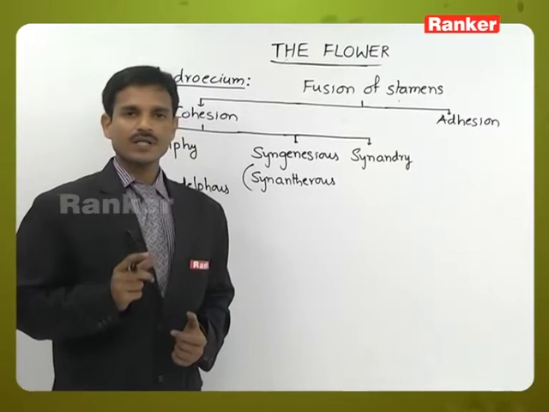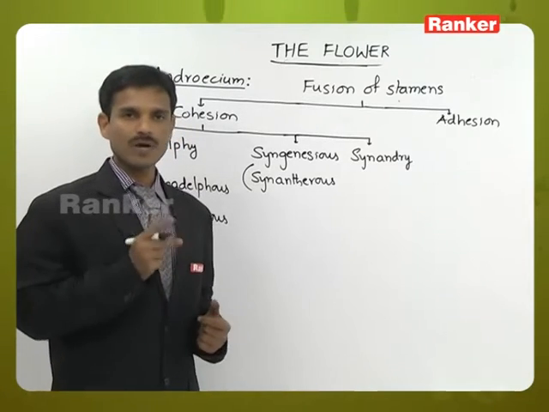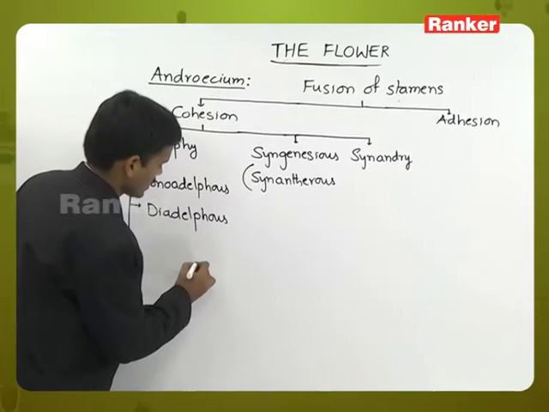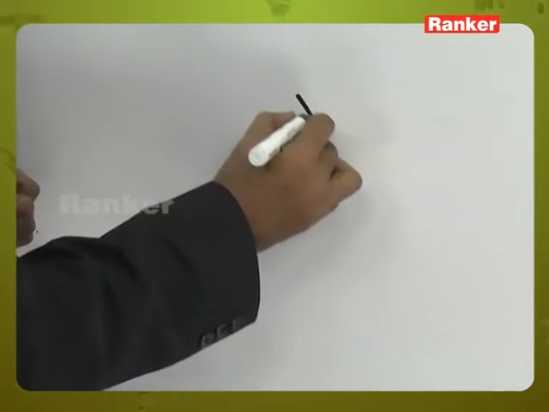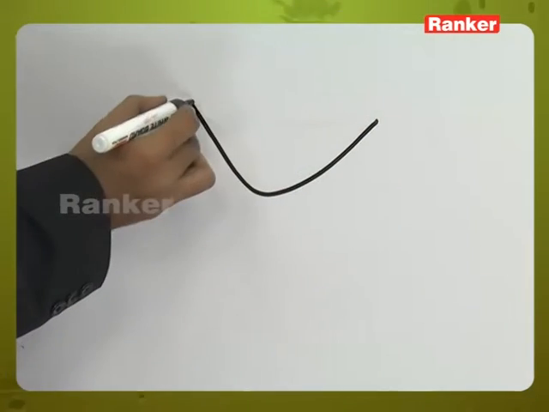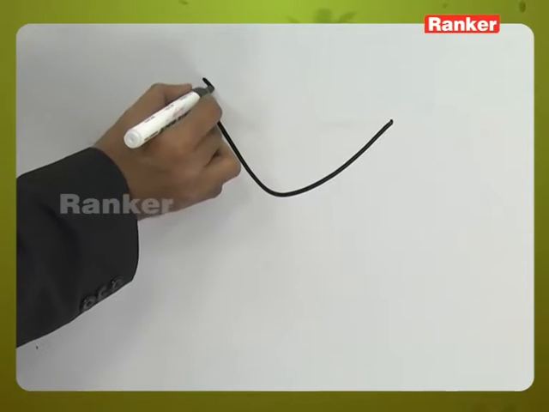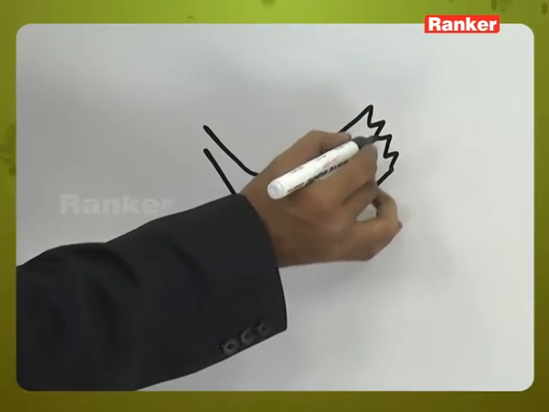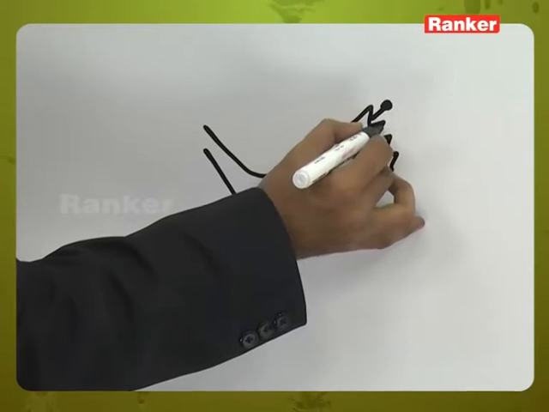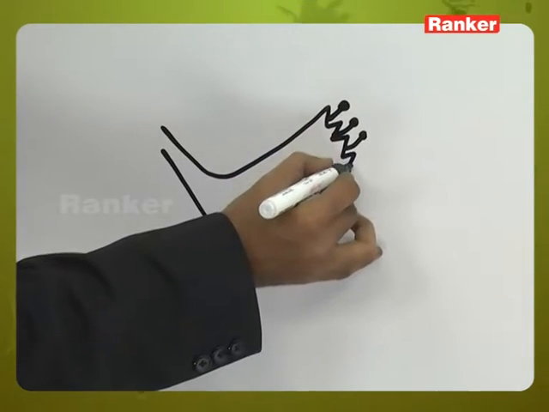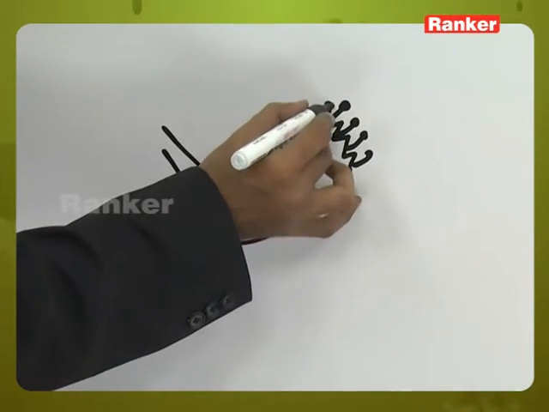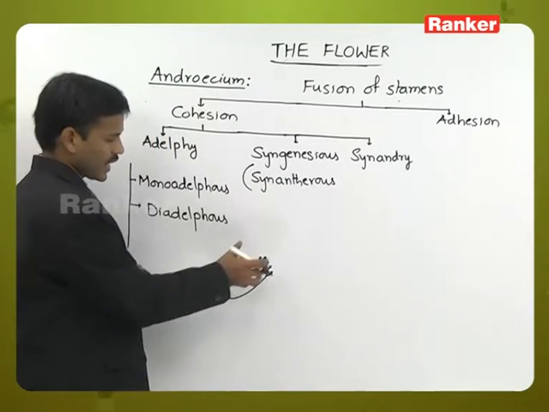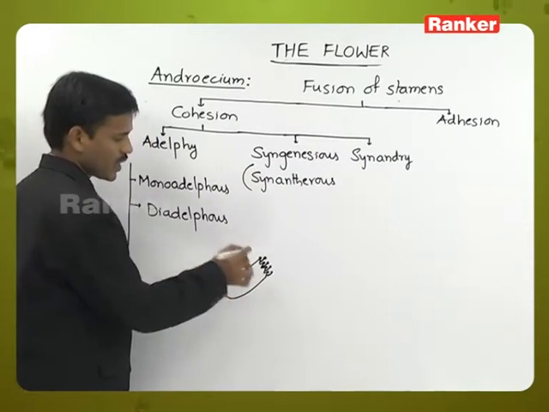Diadelphous means the filaments are fused to form two bundles. In Fabaceae members, or legume plants, a total of 10 stamens are present. Out of the 10 stamens, 9 are fused. So anthers are free, and 9 filaments are fused to form a single bundle.